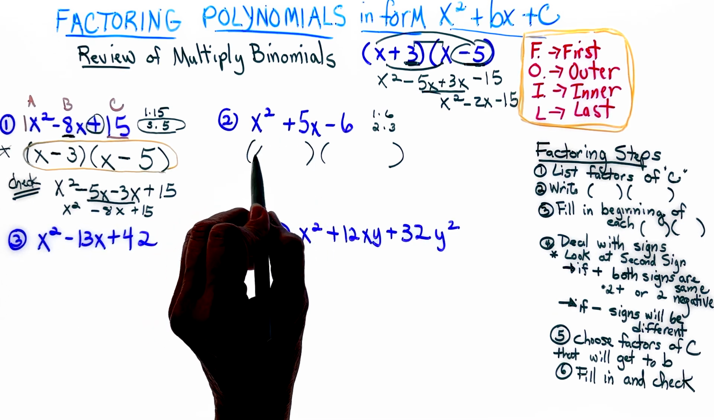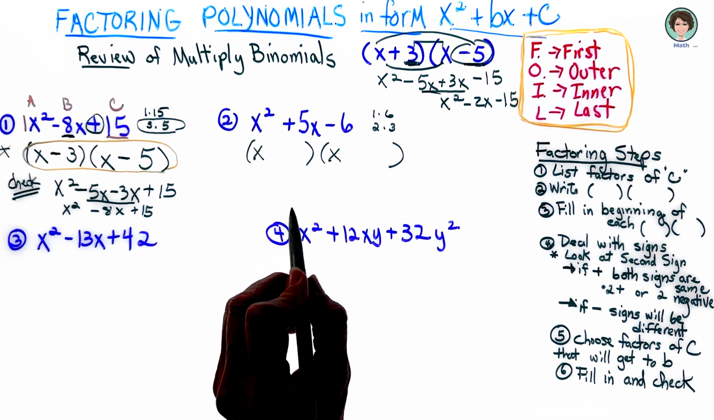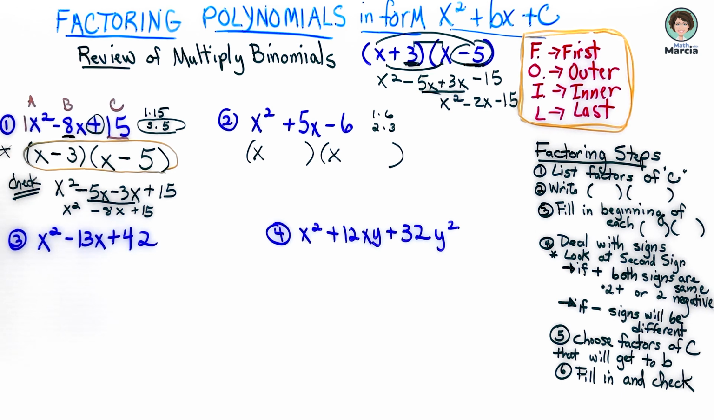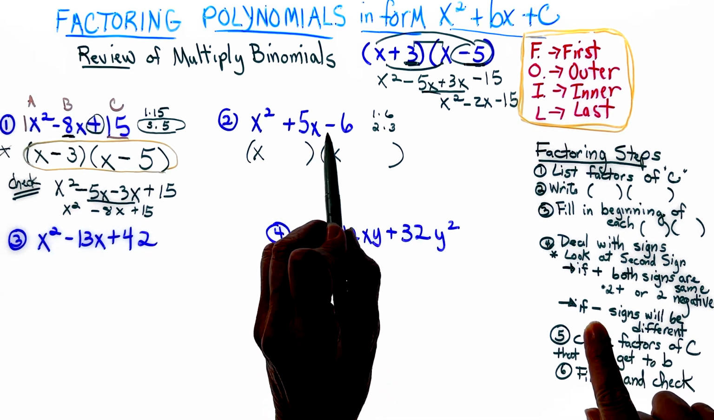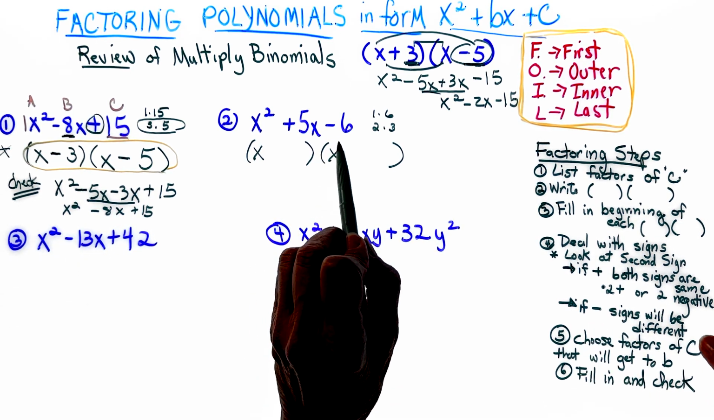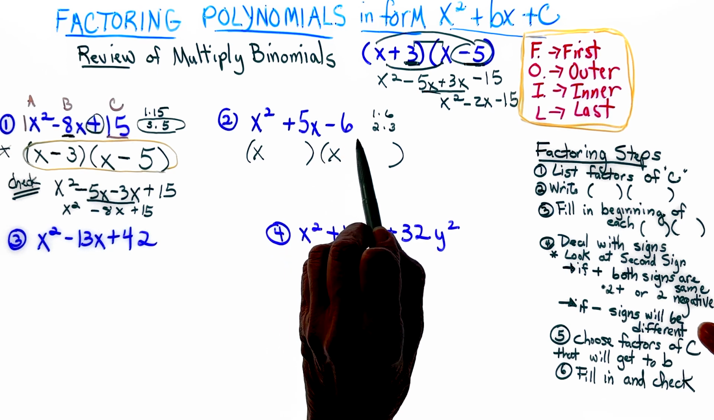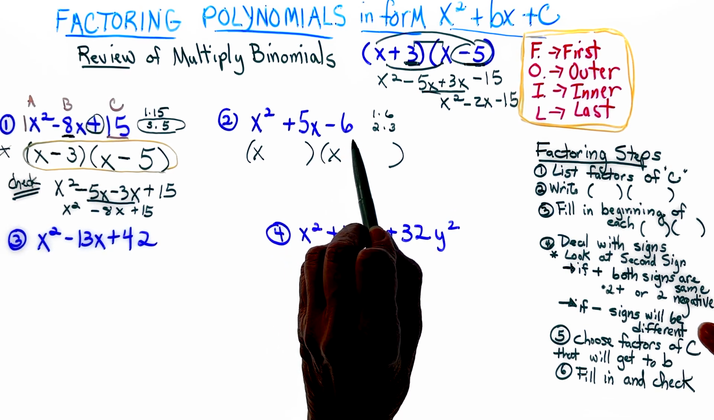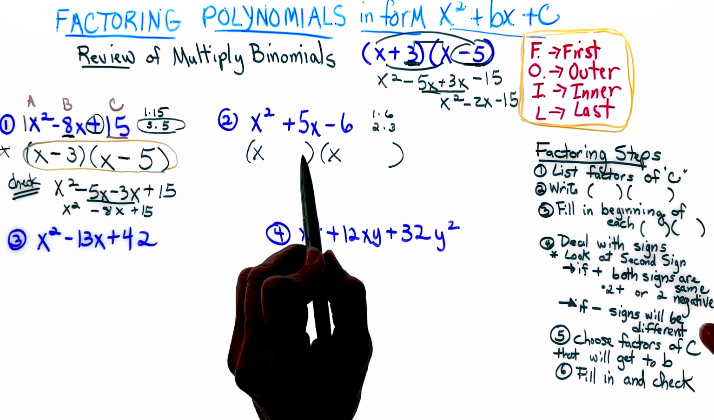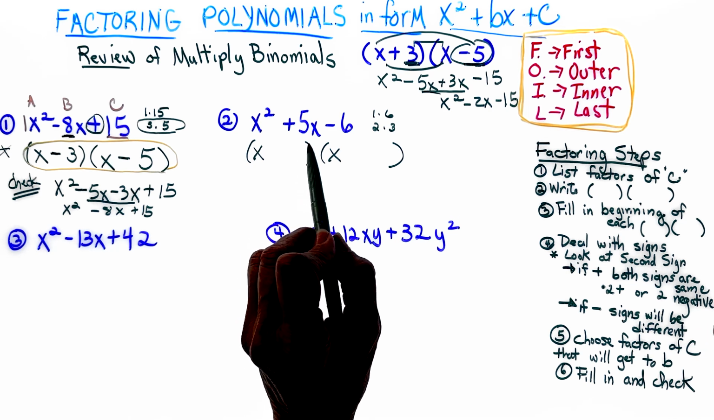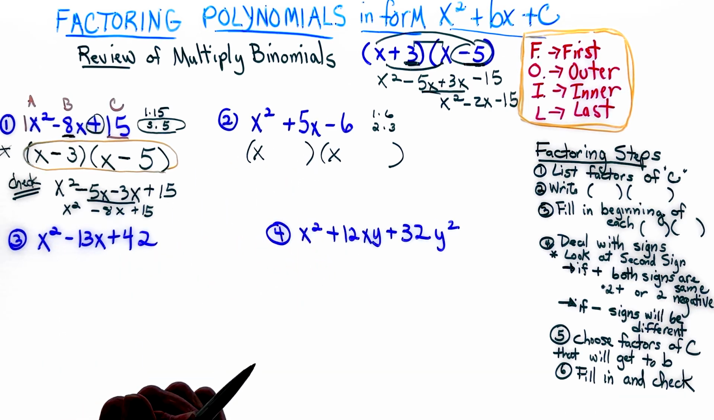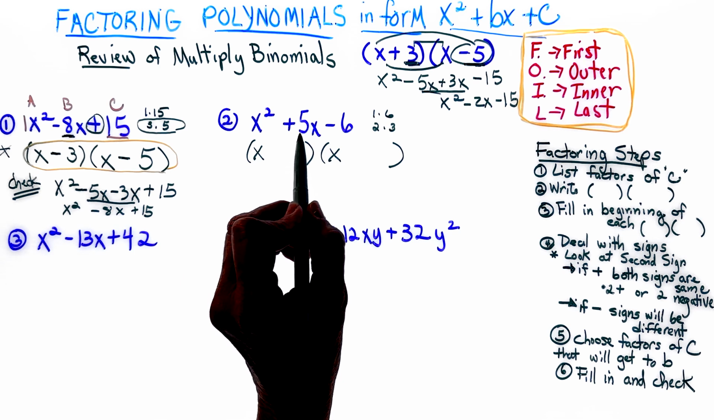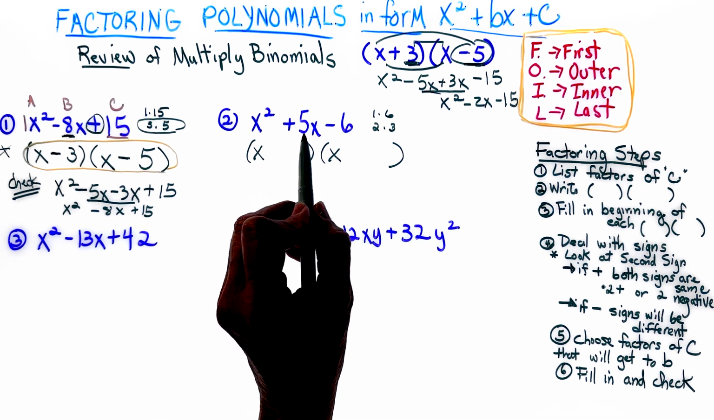I only need to get an x squared for my first term. So I'm putting my x. And now let's deal with the second sign. I see I have a subtraction sign here. So we know that the signs are going to have to be different. And when I'm saying the signs are different, that means we have to have a little subtraction problem. And we want to end up with a positive 5.